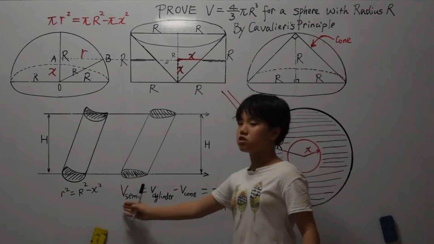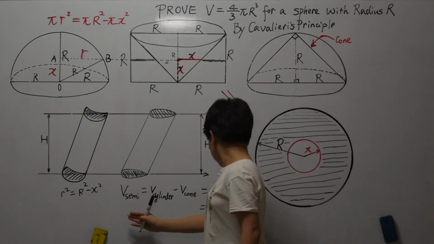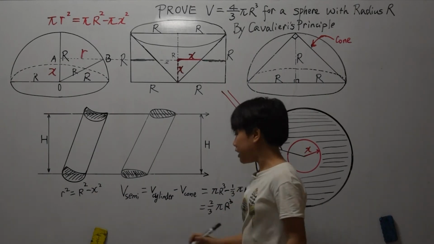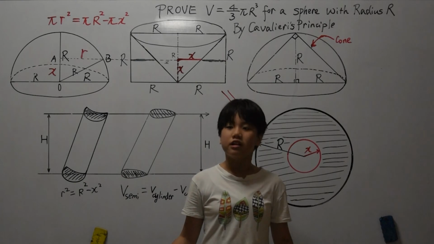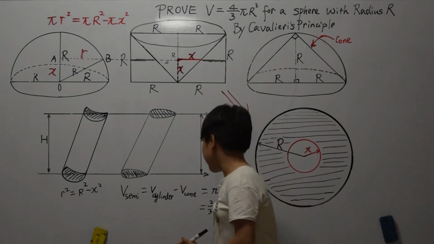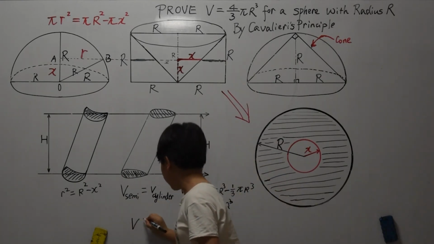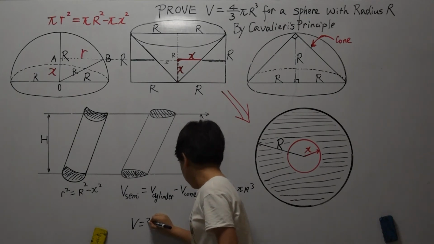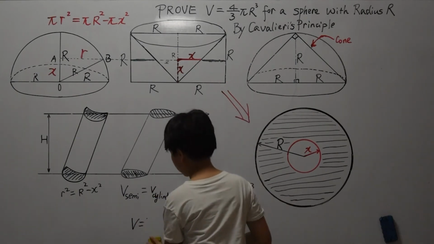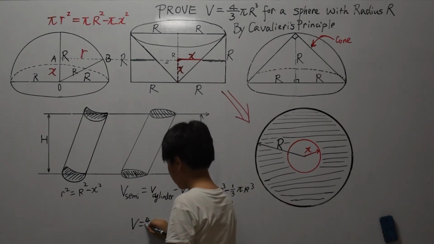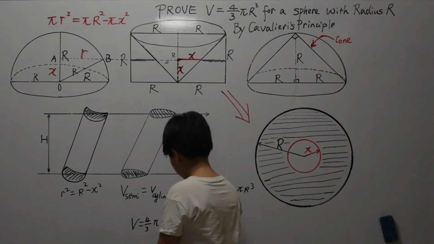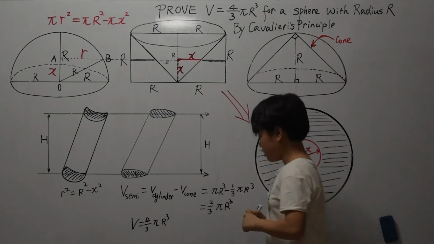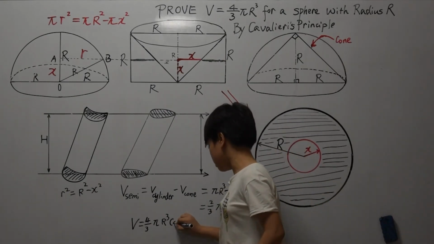But wait, this is only the semisphere. Isn't this just the semisphere? This is not the whole sphere. So what is the volume of the actual sphere? It is 4 over 3 pi r cubed. Okay, so this is shown.